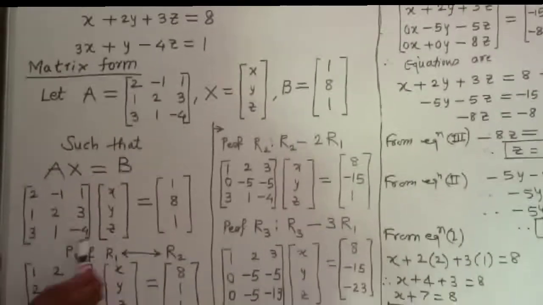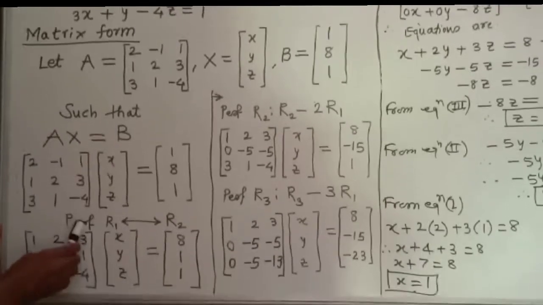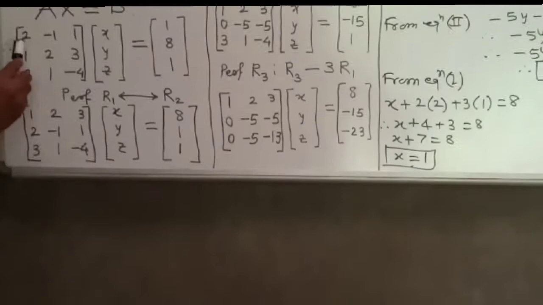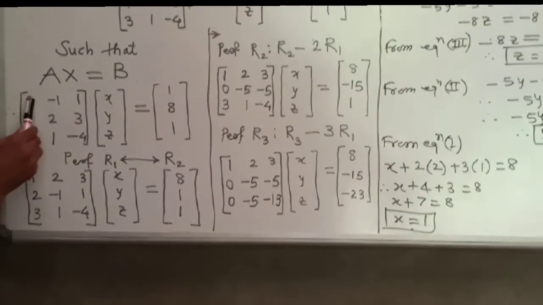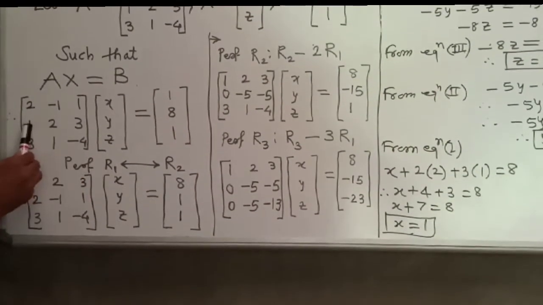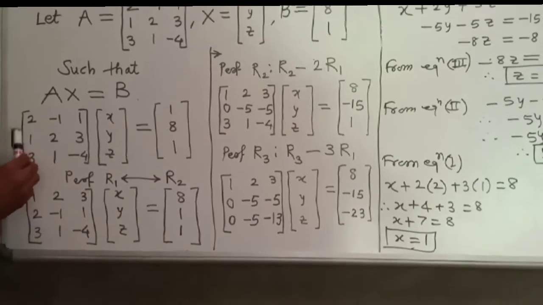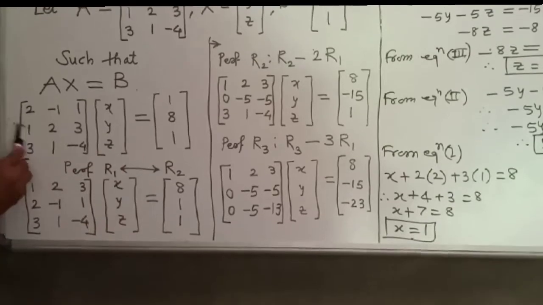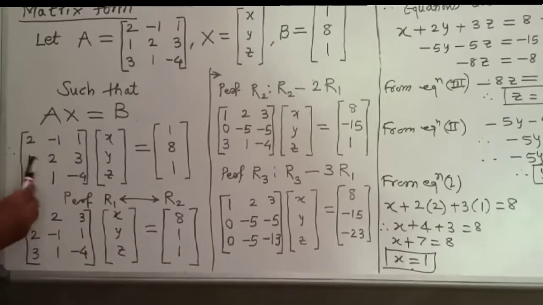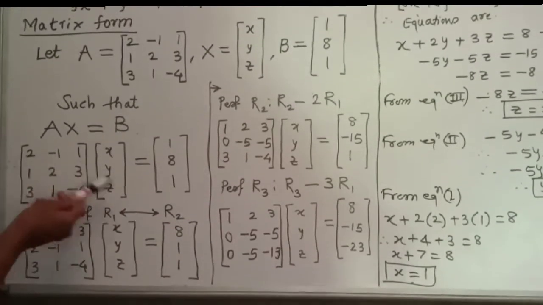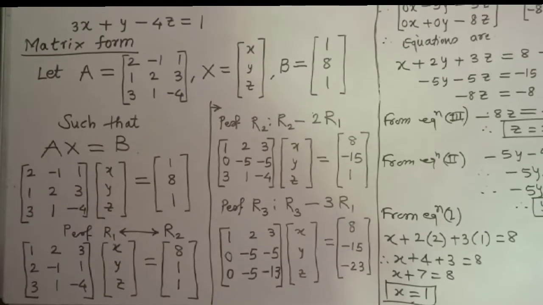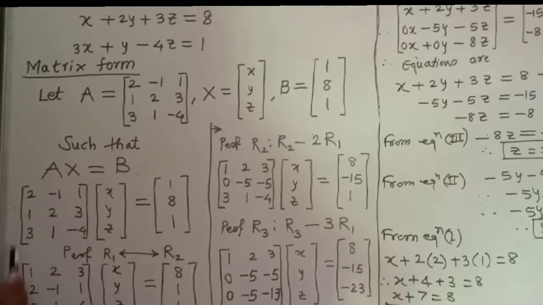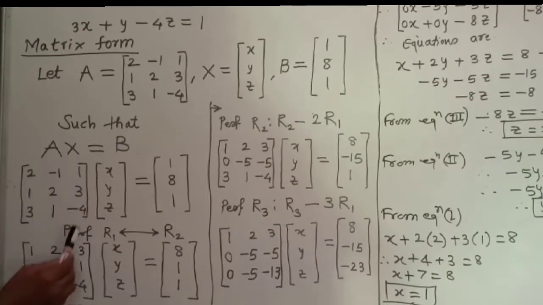Means I write the transformation here, performing R1 interchanges to R2. Here in R1 the first element is 2 and in R2 the first element is 1. So after converting R1 into R2, R1 is converted to 1, 2, 3 and R2 is converted to 2, minus 1, 1. So here R1 is 1, 2, 3 and R2 is 2, minus 1, 1.